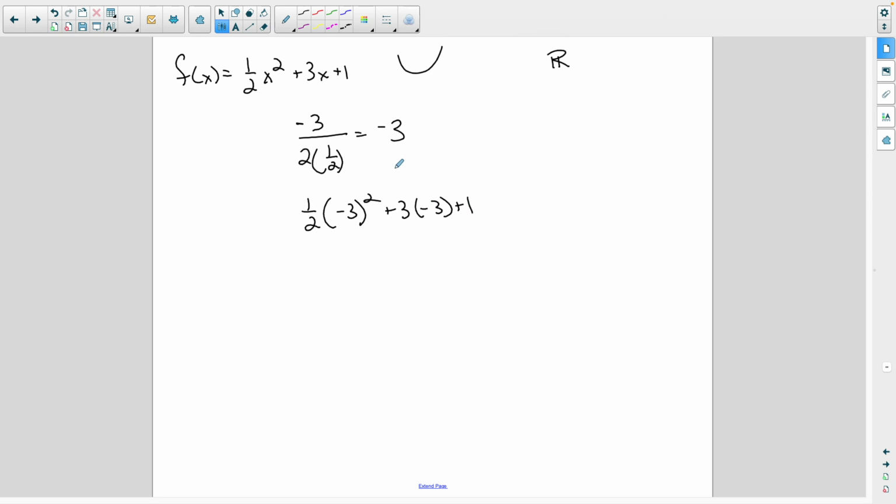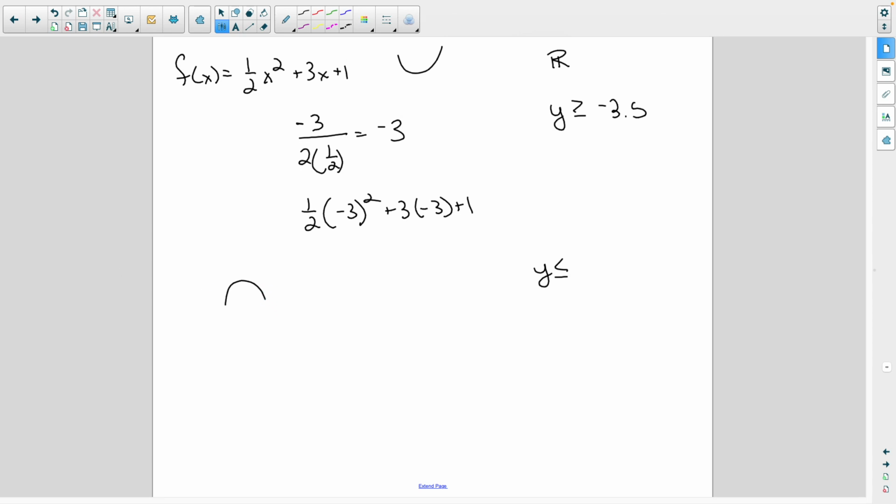Now put negative 3 in, so 1/2 times negative 3 squared plus 3 times negative 3 plus 1, and I got negative 3.5. So y is greater than or equal to negative 3.5. Just remember, if this was a negative, our parabola would look like this, and we have to say y is less than or equal to that. All right, last problem for this little section.